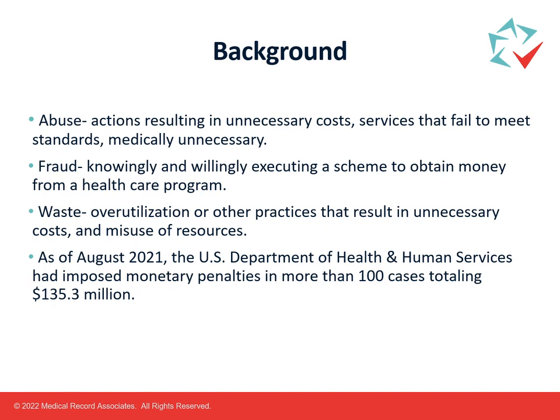In August of 2021, the Department of Health and Human Services had imposed monetary penalties in the total of $135 million in more than 100 cases. And this is a year ago. So you know that now this year we probably have another 135 million potentially. That's a lot of money to think about in healthcare specifically, that we have issues, we have problems, we have overpayments.